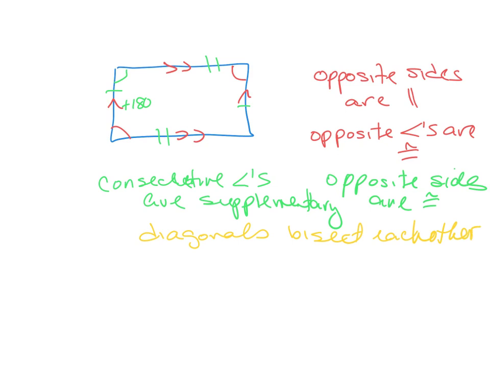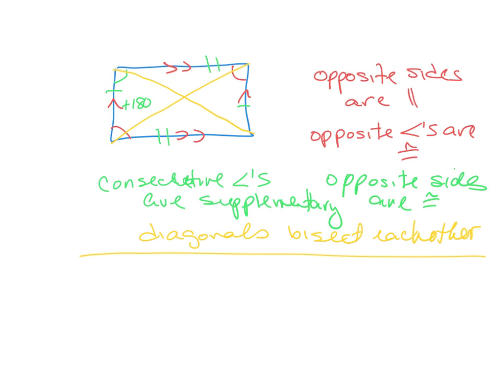And this is stuff we talked about yesterday. So that and that, they bisect each other. But I'm going to leave the markings off because there's something about a rectangle that's different, okay? So now we're going to add the things. This is all a parallelogram.